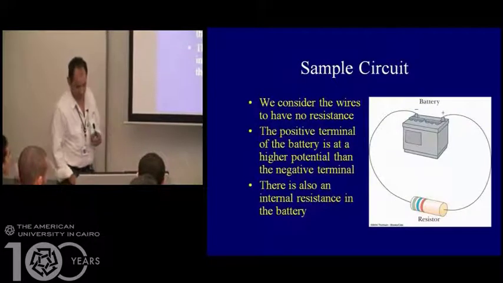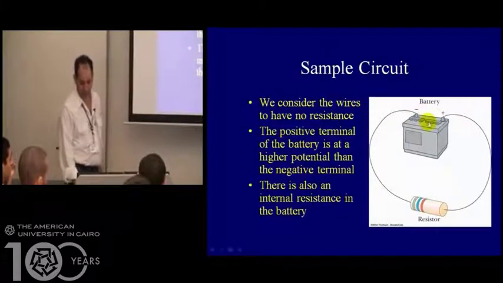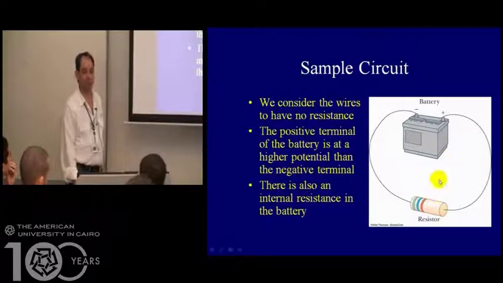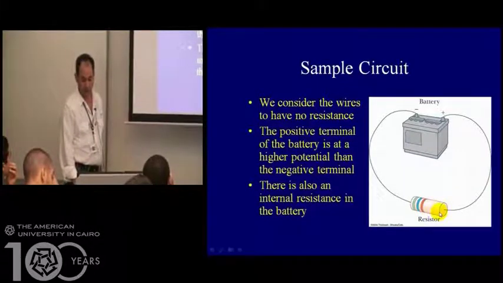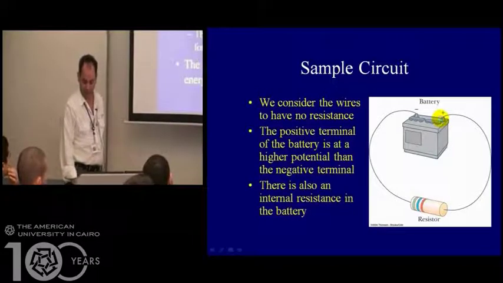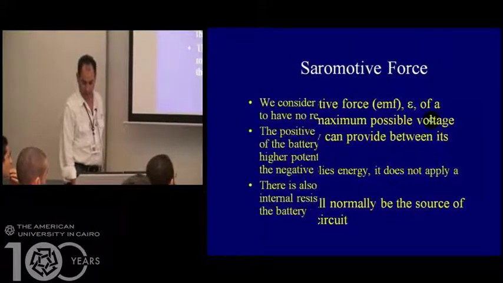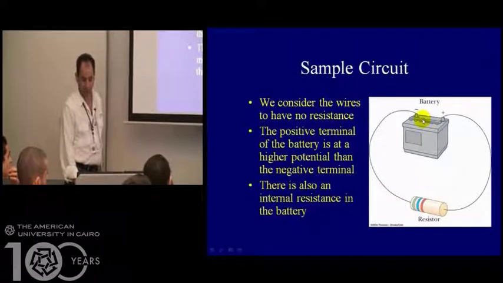So this is a battery. We all know the shape of the battery. And if you connect it to a load, an electrical load, a resistor, any device will be an electrical load. So this is a simple device. We'll connect it to a resistor. The battery has a positive terminal and a negative terminal. The positive terminal usually has a higher potential than the negative terminal, and there is inside the battery an internal resistance.